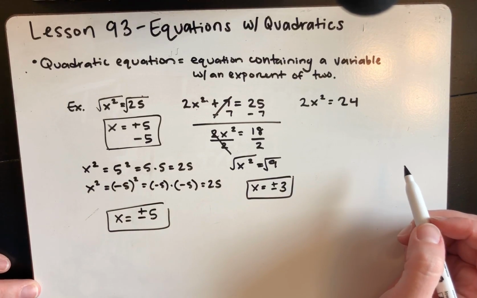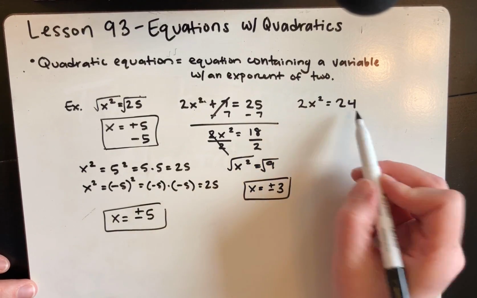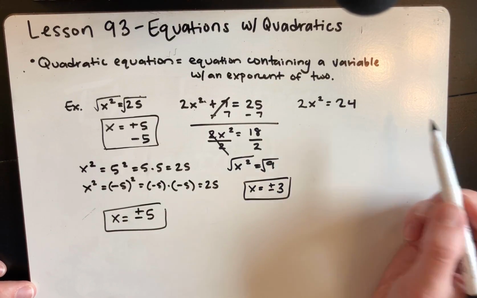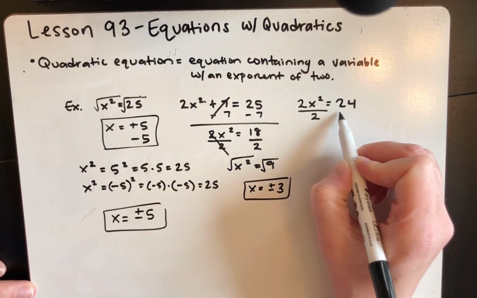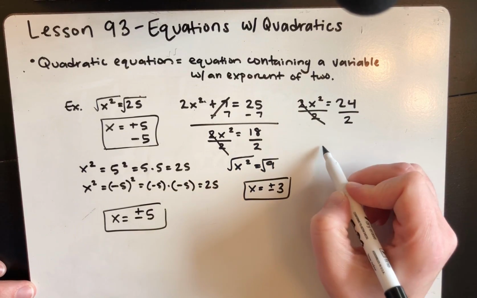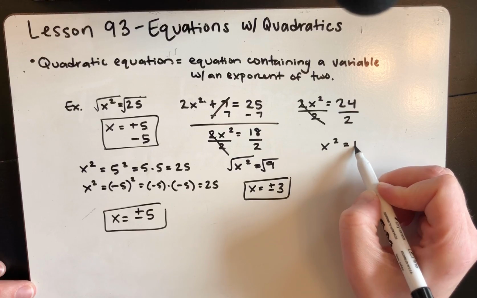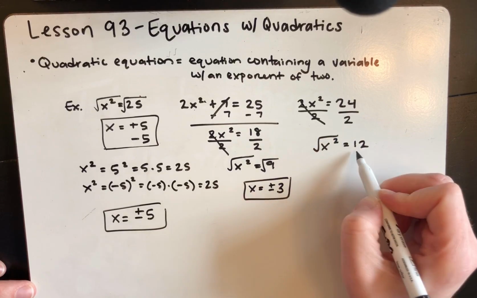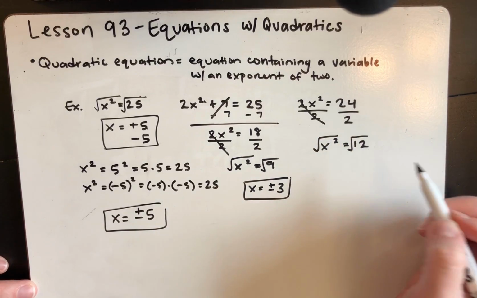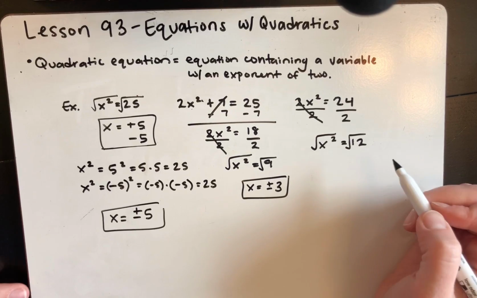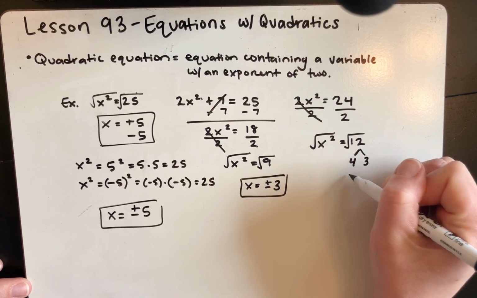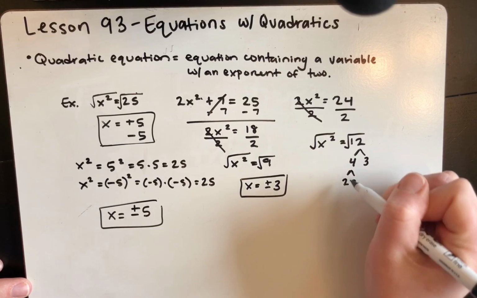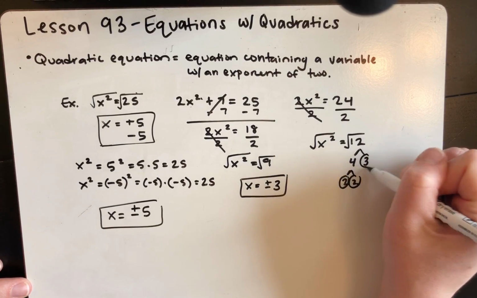All right, here's another one. 2x squared equals 24. I know this is a quadratic because it has an x squared. I'm going to start by dividing by 2. I get x squared equals 12. I'm going to square root both sides. The square root of 12 is not a perfect number. So this is when I prime factor. 12 is like 4 and 3, which is like 2 and 2. So now I'm with all of my primes.